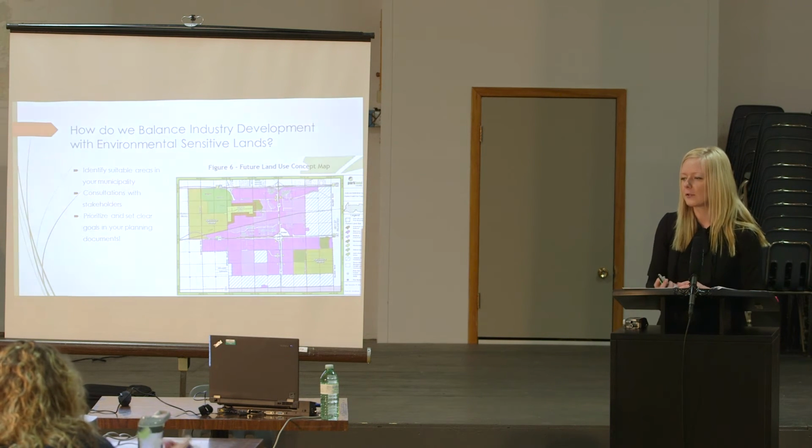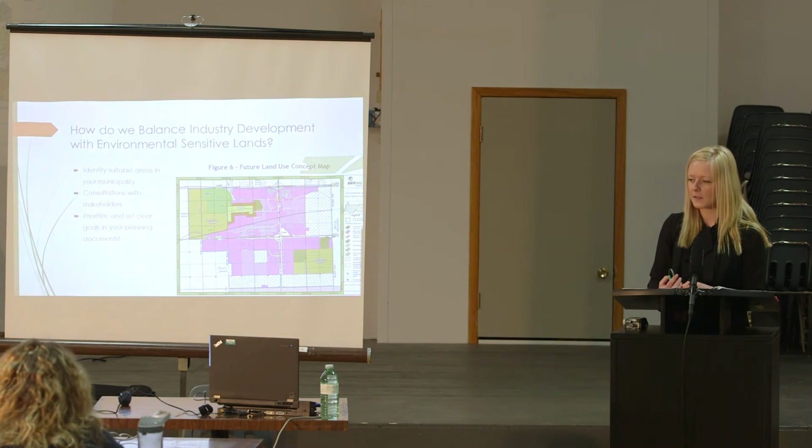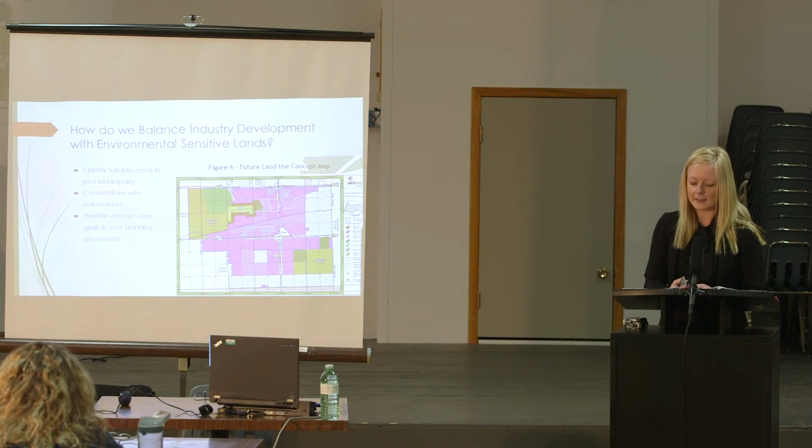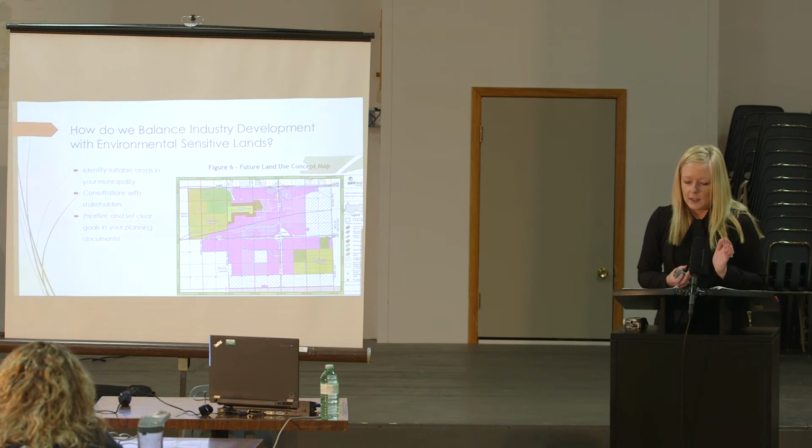So how do we balance industry development with environmentally sensitive areas? You have things like species at risk and oil and gas. Well, again, it's a balancing act like Alan had mentioned. So it's really important to do all of that research while you're developing your plan. So identify suitable areas in your municipality. So we know oil and gas is generally here. This is where we're going to encourage the industrial type of developments to take place. We know species at risk exist here, so we're going to map those out and make sure we can clearly identify them to keep those two uses separate.